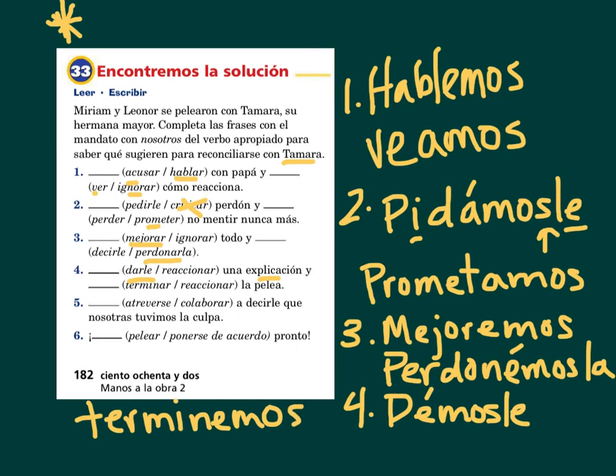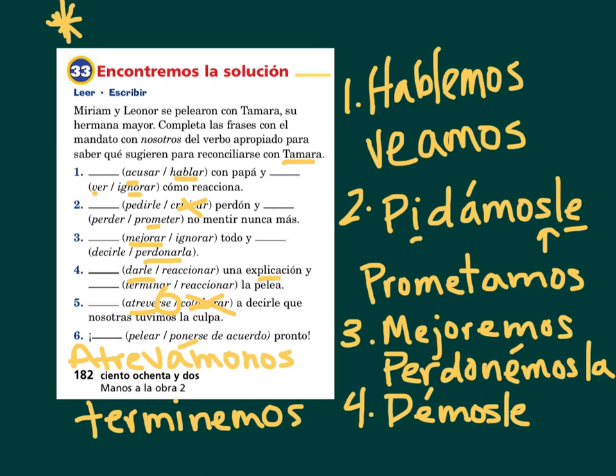Okay, number 5. I ran out of room, but I'll talk you through it. Dare to tell her that it's our fault, or collaborate. Collaborate doesn't make sense. Dare. So atreverse becomes atrevo. Since it's an ER, we're going to put atrevamos. And since there's a se on the end, we're going to drop the S and put nos. Atrevámonos a decirle que nosotros tuvimos la culpa.